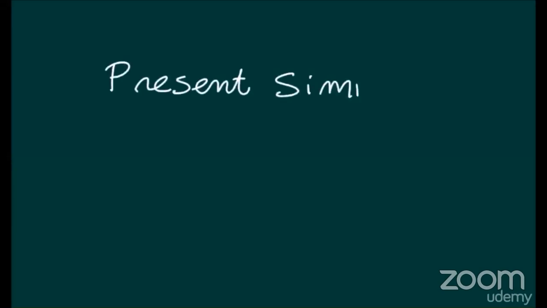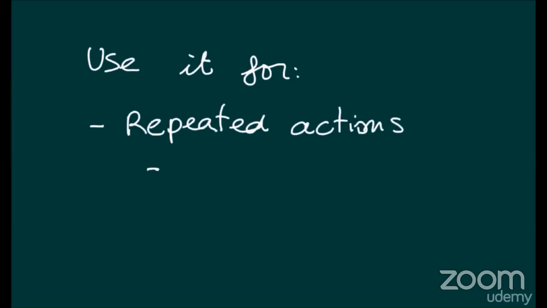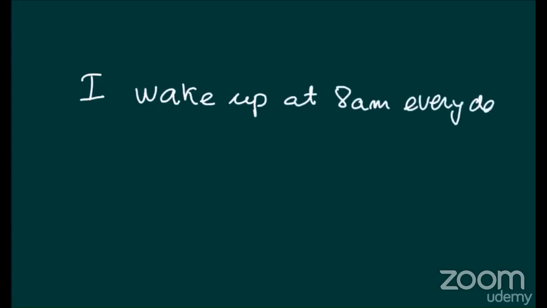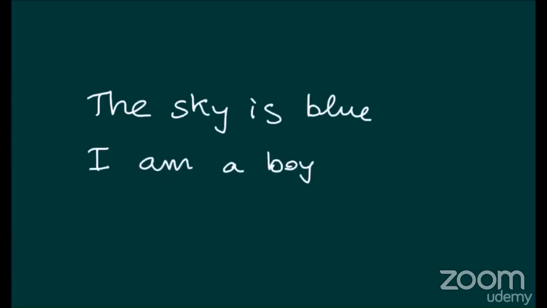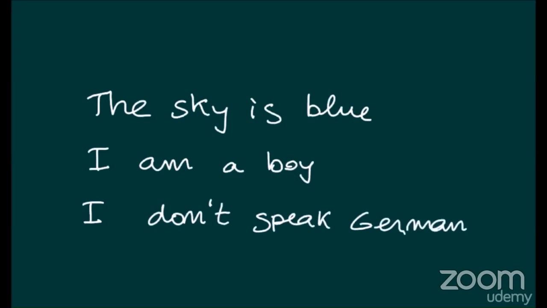Present simple. Hello, in this video we're going to show you how to create and use the present simple tense, the most common verb tense in English. You have to remember that in each verb tense we must know three things. Number one, when we use this verb tense. We use present simple to say repeated actions, like habits or routines. For example, I wake up at 8 a.m. every day. We can use present simple to say general truths and permanent situations. For example, the sky is blue. I am a boy. I don't speak German.